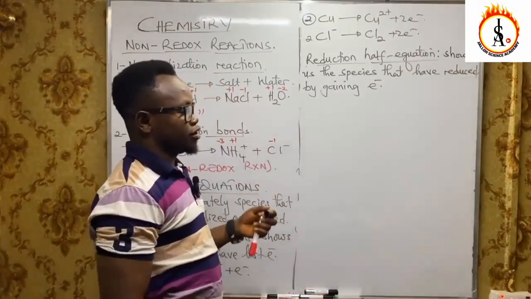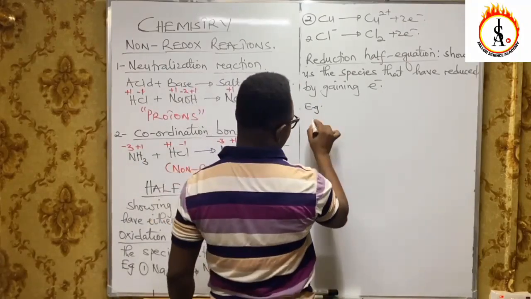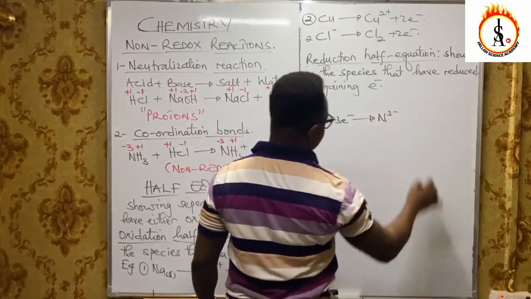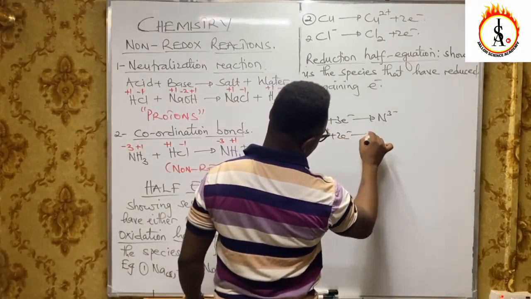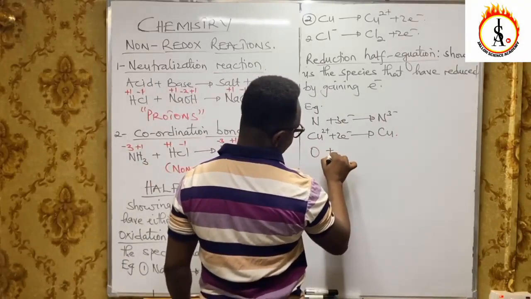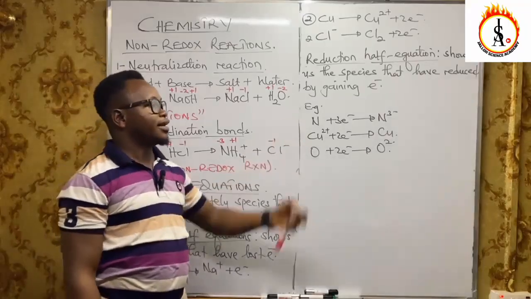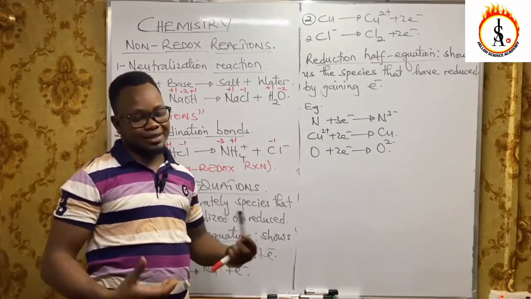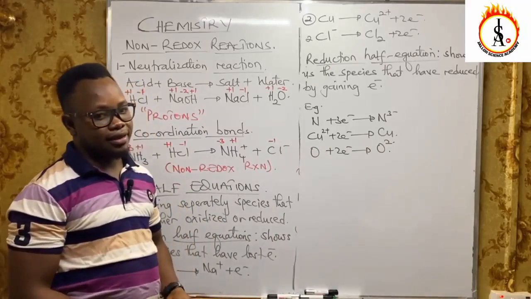So this is what the reduction half is about. Let's look at some examples. Let's say here in this situation, we have a nitrogen atom gaining three electrons to become the nitride ion. Or let's say you have a copper ion gaining two electrons to become metallic copper. Or you have the oxygen atom gaining two electrons to become the oxide ion. So these are examples of reduction half equations showing us species gaining electrons to become reduced.